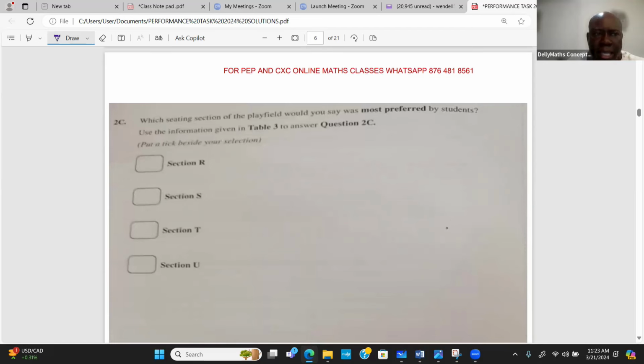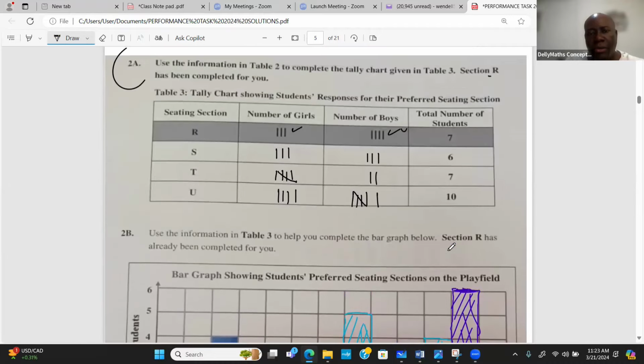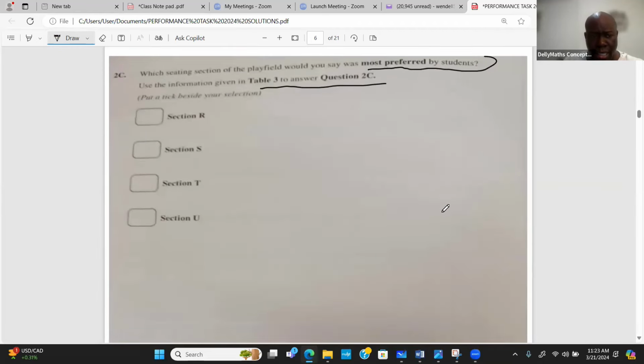It says here in section 2C, which seating section of the playfield would you say is most preferred by students? Use the information in the table given to answer this. So you're going to look for the one with the most students. You could see from our table here, the most is 10, and that is seating section U. So 10 persons. So we tick that, all right? So the seating section U, most.